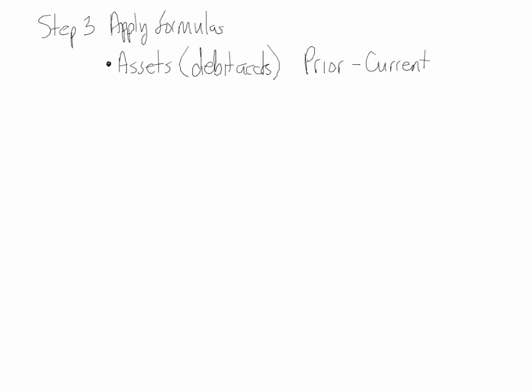Now, not all asset accounts are debit accounts. Which asset accounts are credit accounts? Accumulated depreciation, a contra asset. There is one other contra asset account that we've already covered in a past chapter. Somebody want to tell me what it is? We've got accumulated depreciation. What is the other one? It's the allowance for doubtful accounts. Yes, Michaela, thank you. The allowance for doubtful accounts is a credit account, so we can't use this formula on it.